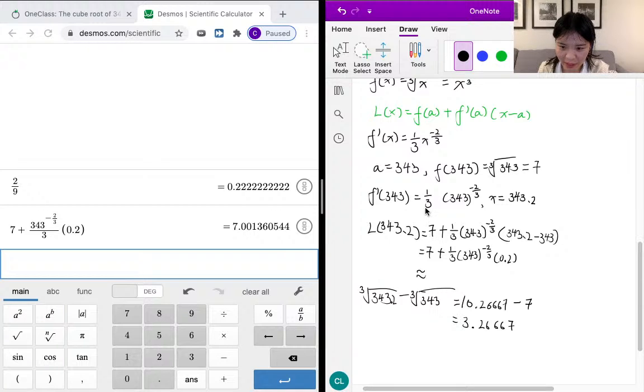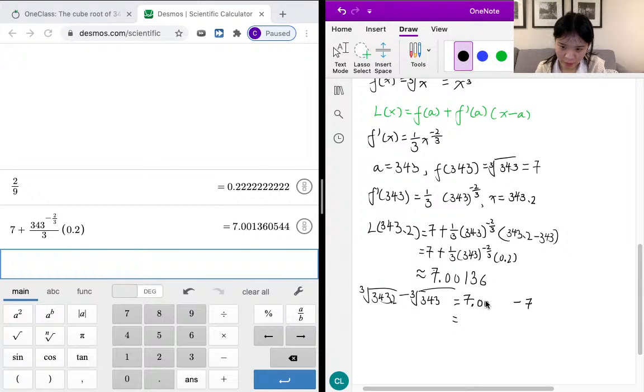Yeah, we actually don't need to change anything except the final result and the result of this expression over here. Because our expression over here is correct. We just did it wrong while we were typing into the calculator. So we know the value of L of 343.2 is actually 7.00136. Well, that makes more sense that they're asking us to give 5 decimal places.